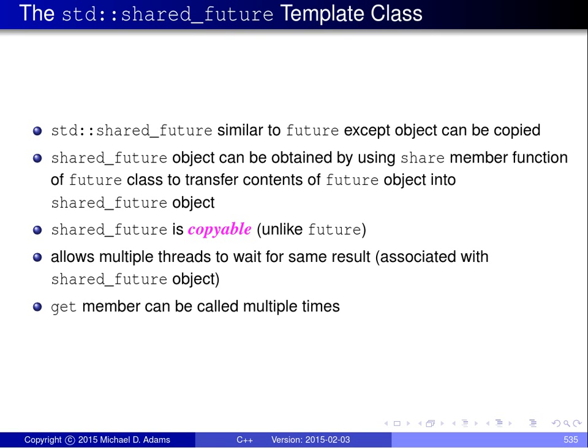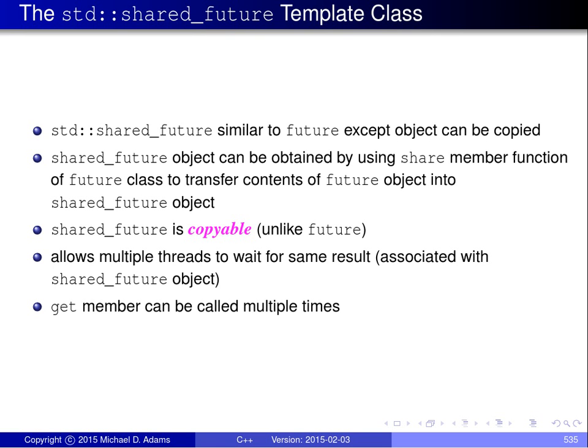In the standard library, there's another class that relates to futures, which is called shared future. And I'm not going to say too much about the shared future class simply because it's very similar to the future class. Essentially, the main difference is that objects of type shared future are copyable, whereas objects of the future class that we talked about earlier are not copyable.